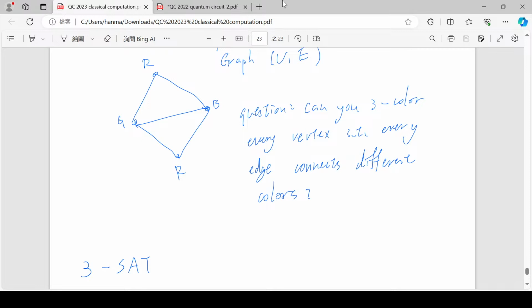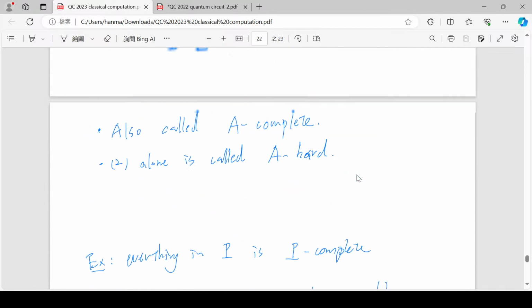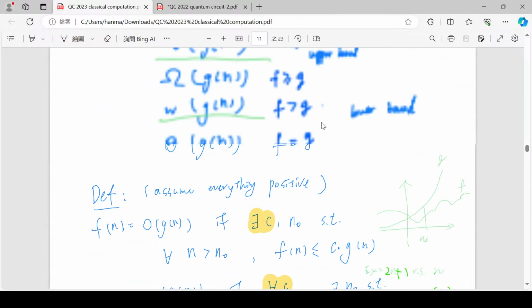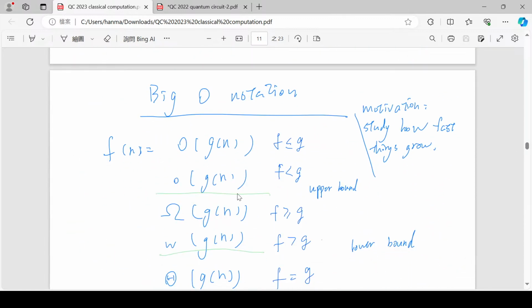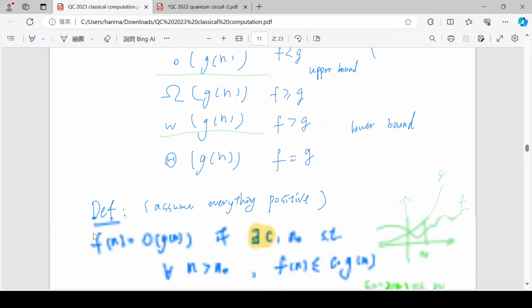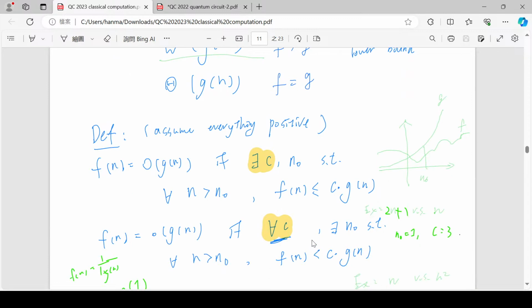The important question in classical computation is the P versus NP problem. The most important thing here is that we need to know the big O notation. There are really five big O notations that mean less than or equal to, less than, greater than or equal to, greater than, or equal to. And those relationships are all up to a constant.